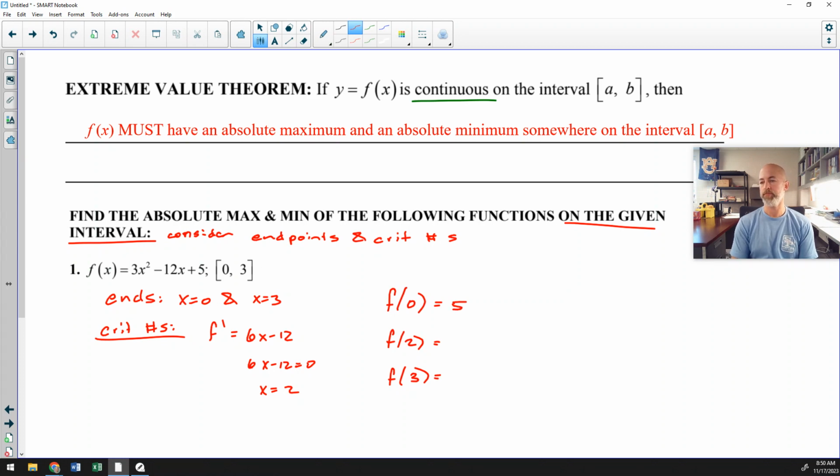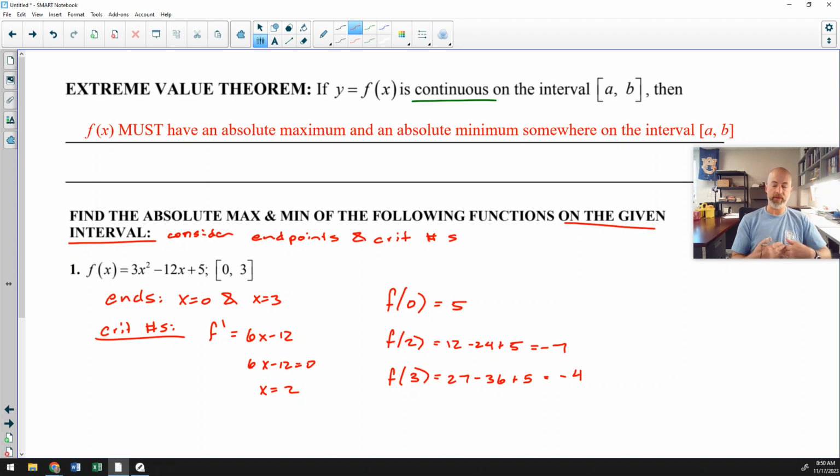So f of 0 is 0 minus 0 plus 5. f of 2, 3 times 2 squared would be 12. 12 times 2 is 24. Minus 24 plus 12 is negative 12. Plus 5 is negative 7. And f of 3, 3 times 3 squared is 27. 12 times 3 is 36. 27 minus 36 is negative 9. Plus 5 is negative 4.